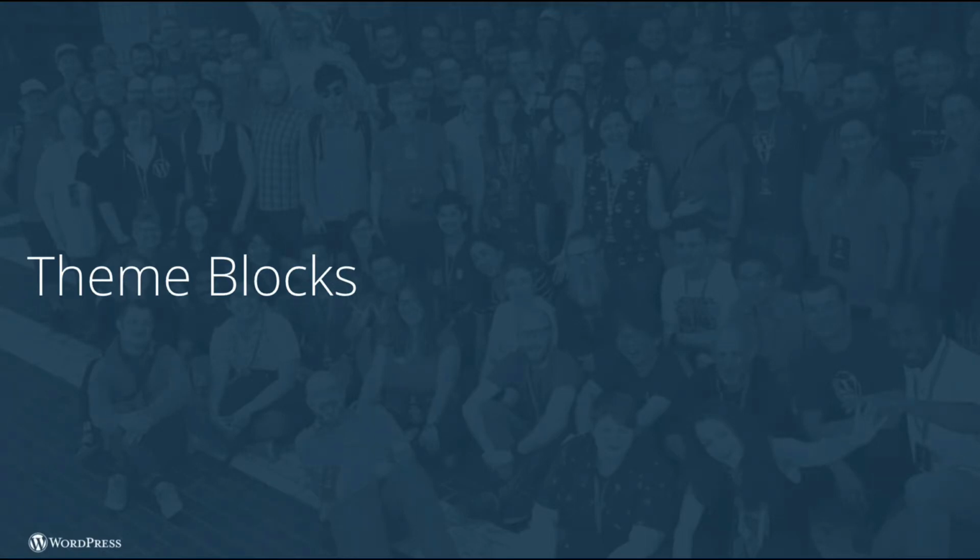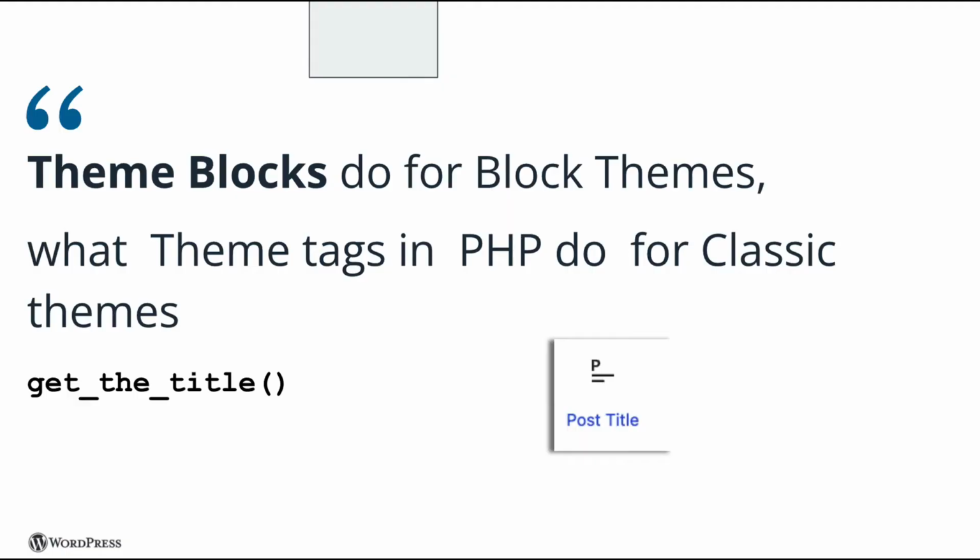So first up, the smallest unit entity in the WordPress block editor is the block. Everything from a page title to a page comment and all that is going to be in a block. So theme blocks do for block themes what theme tags in PHP do for the classic themes. So the get_the_title function becomes the post title block, and so on.